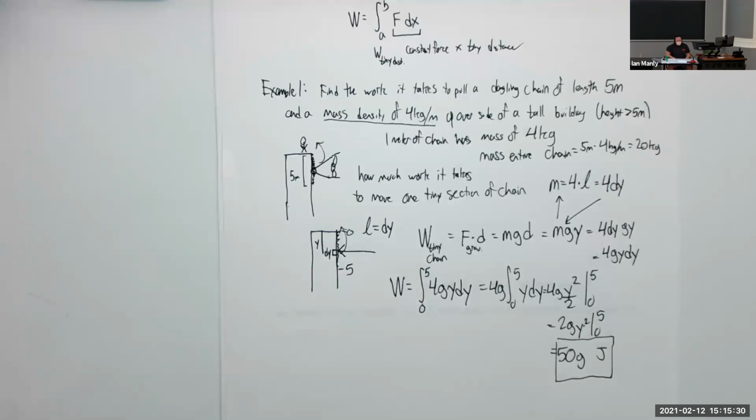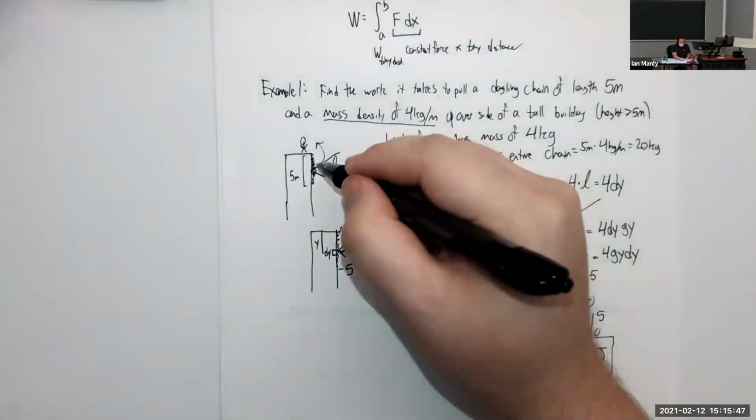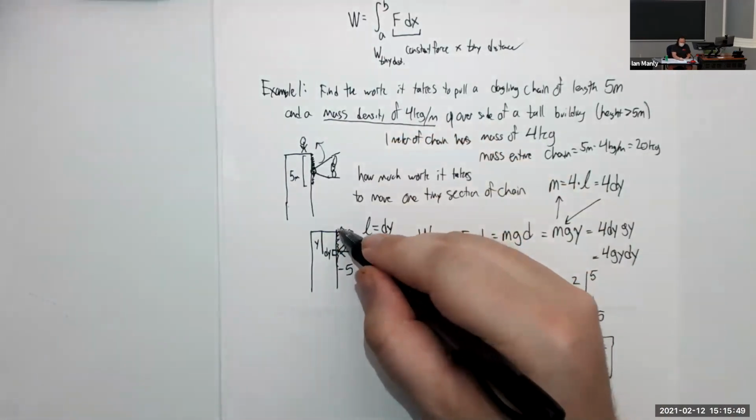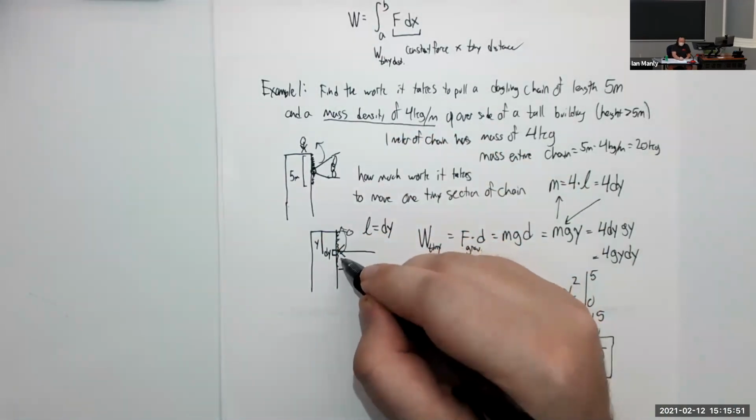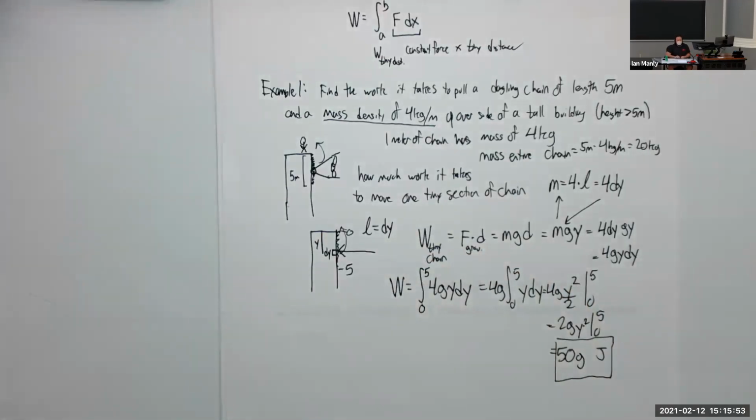Now, why couldn't we just use force times distance? We know that the mass of this was 20. We could multiply that by g, and the distance we need to move the chain up would be 5. Why can't we do that? Well, the problem is that different pieces of the chain need different distances to move them up. So for example, the work done on this piece of chain is going to be a lot less than the work done down here. So we can't just use a uniform number for this because each piece of chain needs a different amount of work.